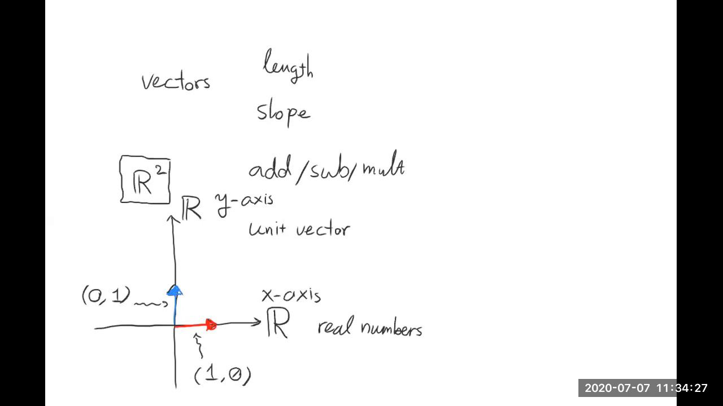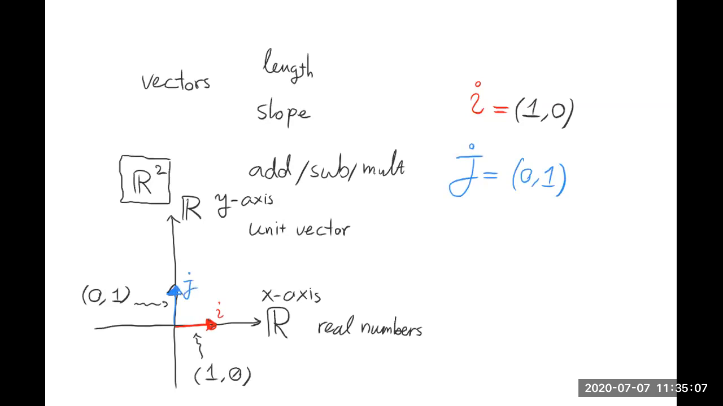This vector 1 and 0, this red vector, has a name. We show it with i. This i, if you are familiar with complex numbers, doesn't have anything to do with that number. So don't confuse it with complex numbers. They just have the same notation. They're completely different things. And this other one, 0 and 1, we show with j. So I show this vector with i, and this other vector with j, right?